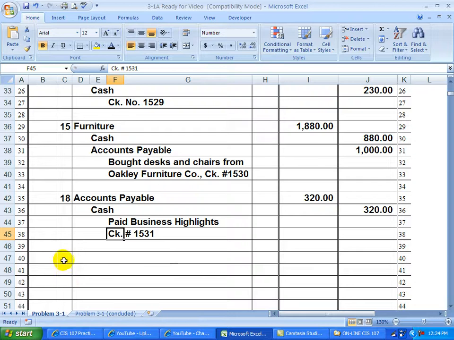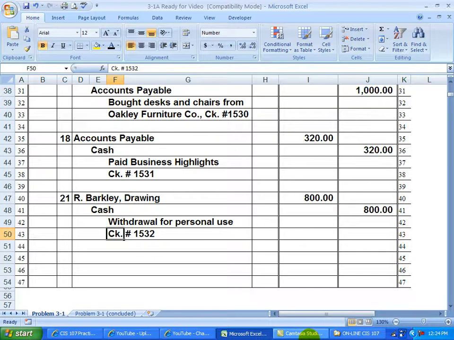Okay, going down, we're skipping a line, going under the 21st. Read over that. And this involves a draw. So the date is the 21st. The draw goes into our Barclay drawing. And that's a debit. And we're writing a check, so cash is our credit. And what you're going to need on this one is a check number. You really don't even have to write withdrawal for personal use, because we know that drawing is for personal use.